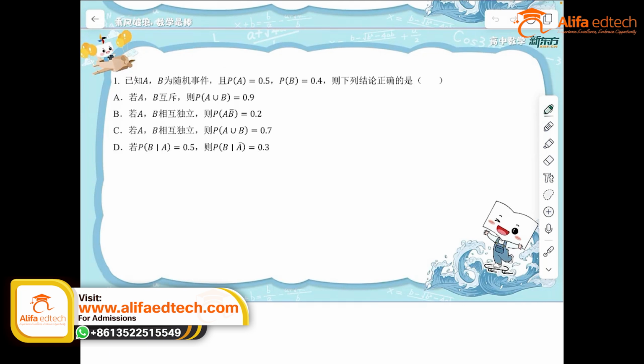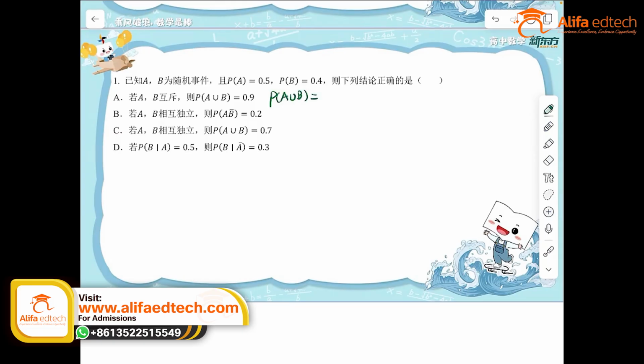First, option A says that if A and B are mutually exclusive, then the probability of A union B is 0.9. Based on our understanding of mutually exclusive events, mutually exclusive means that these two events cannot happen at the same time. Therefore, according to the addition formula for the probability of mutually exclusive events, we can get the following result.